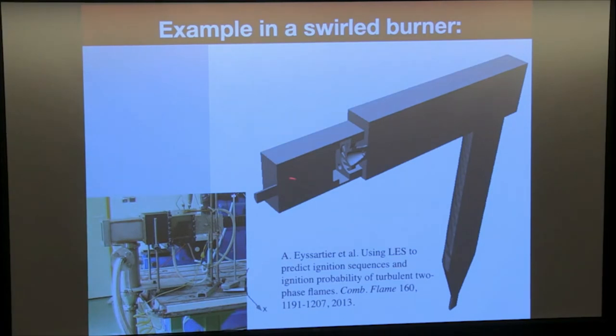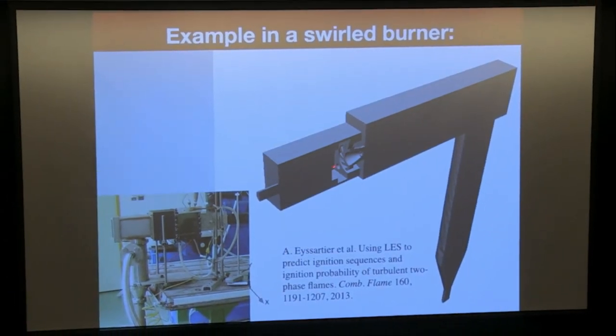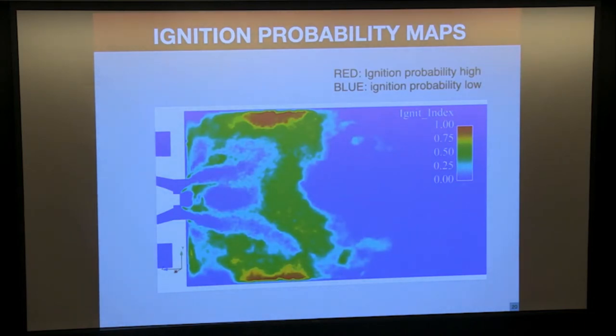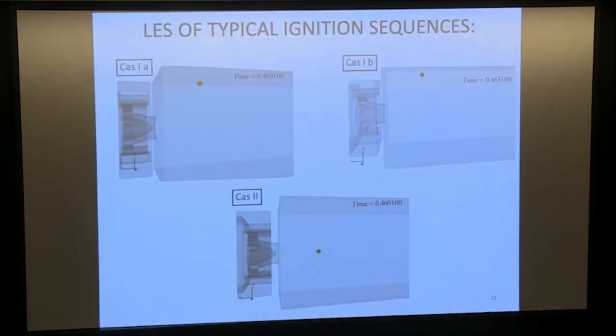This is another burner here in France where you inject fuel and air here. You have a swirler, and here you have the combustion chamber. This is the exhaust. And in this chamber, when you look at the ignition probability, red here means that if you ignite here, it will ignite. And if it's blue, if you ignite here, it will not ignite. So clearly, there is an issue here of where you're going to locate your spark. So I'm just going to show you three LES here. The first map was experimental. This one is LES. So there is a spark here, or here, or here. And you're going to see the difference between these three cases.